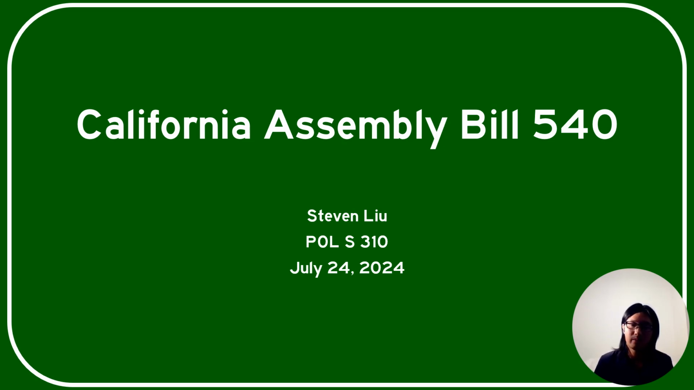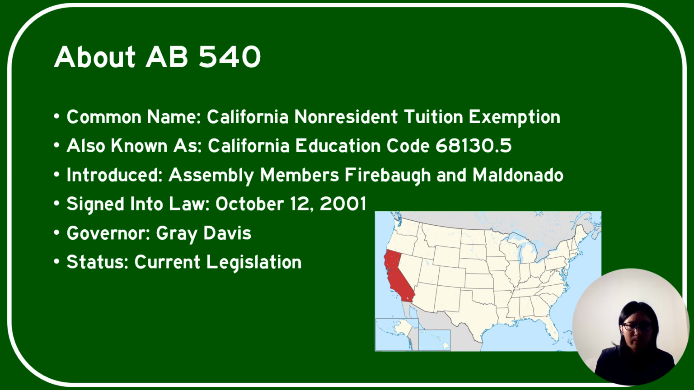And today I'll be talking about the California Assembly Bill 540. So just a little bit about AB 540. It's commonly known as the California Non-Resident Tuition Exemption. It's also known as the California Education Code 68130.5, as this bill involves education, so that's why it's in the California Education Code.